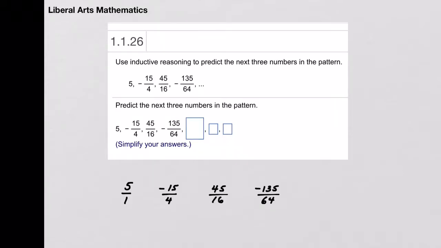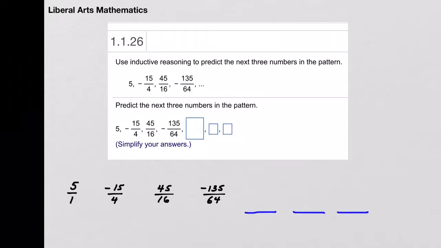All right, so now I've written the four numbers in the sequence: 5 over 1, negative 15 over 4, 45 over 16, and negative 135 over 64. And I need to find the next three numbers in this sequence. So I look at the numerators and the denominators, and I can really start with either one. And in this case, the denominators are a little bit easier to work with.